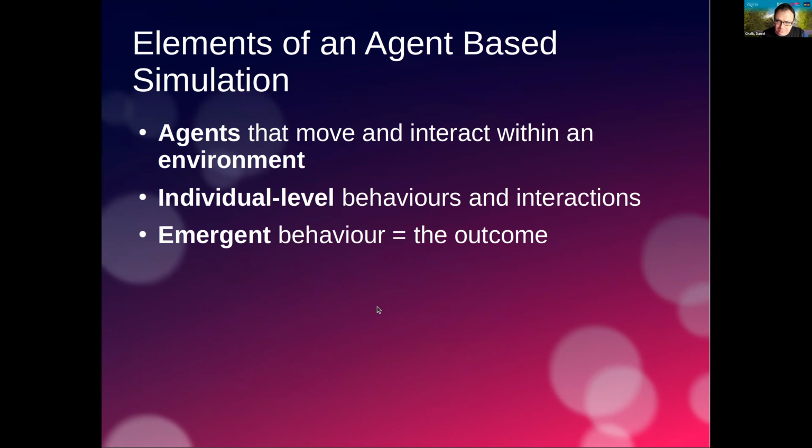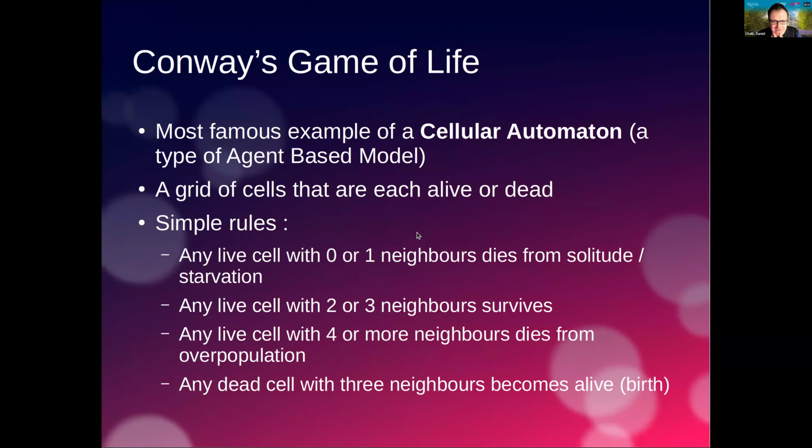At the individual level, each agent is behaving in a certain way, doing things, perhaps interacting with the environment, perhaps interacting with each other. Typically they'll have some kind of motivation, something they're trying to achieve. The thing we're really interested in from an agent-based simulation is the emergent behavior, which is the outcome. That's what we're interested in observing. We're programming behavioural rules at an individual level and then seeing how that plays out at a population or system level.